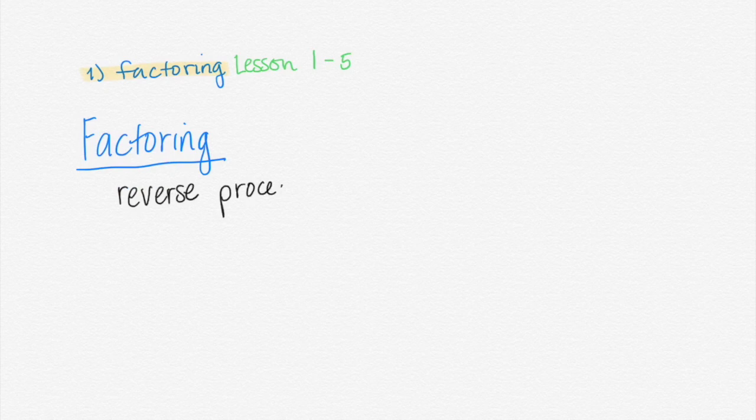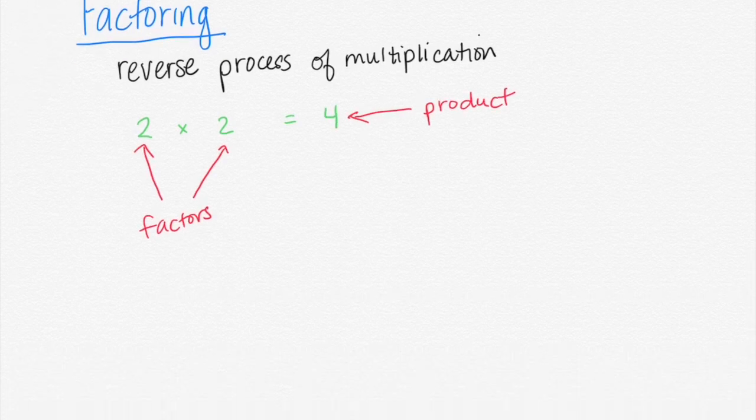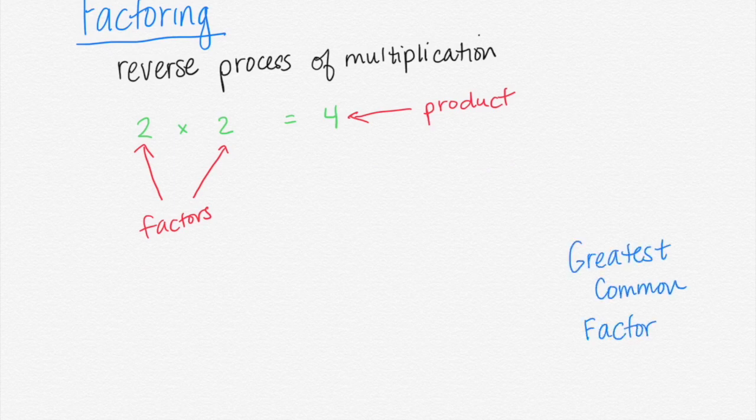What is factoring? Well, factoring is essentially the reverse process of multiplication. So you have your two factors, your two number factors, and when you multiply them together, you get your product. And these don't have to be numbers. They can be variables as well.